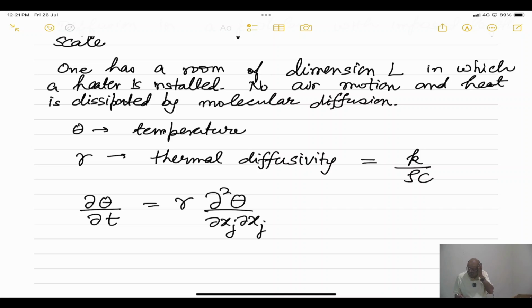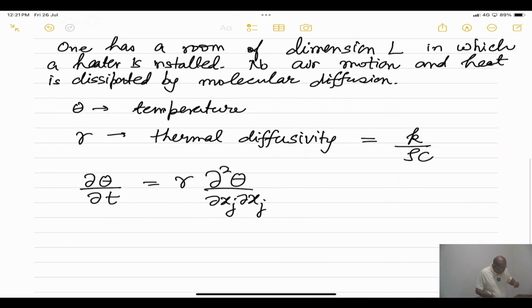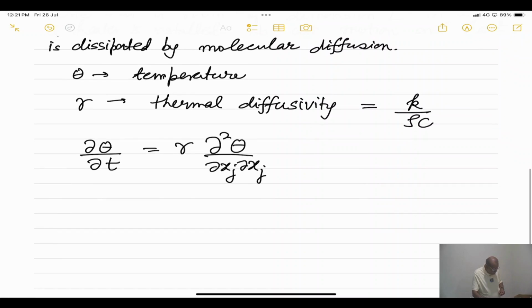Even if you have not seen it in this form, you may have seen the equation as rho C partial theta by partial t equal to K times del square T. That is the same equation. This is the general equation of heat transfer. I initially said I will not have any equations, but I have introduced one, but I will not be solving the equation. That is what I meant when I said there will be no equations.